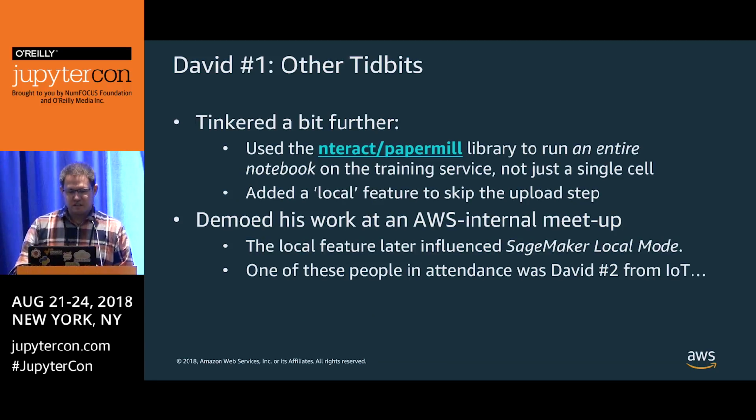So a few other little tiny things that David did while he was working on this implementation. The first thing he did is he experimented with this concept of a parameterized notebook. A parameterized notebook is a notebook that accepts parameters at runtime. And he was thinking maybe in some future iteration, an entire notebook could be dispatched as a training job, maybe be reusable, maybe be used for hyperparameter optimization.